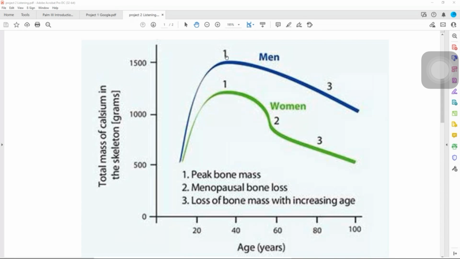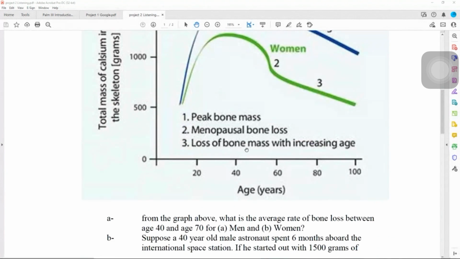So the same thing here. When you look at the average rate of degradation of bone mass, make sure that if you use a negative number, you say that's the gain. If you use the magnitude, then you say it's a loss, because a negative number means it's a loss. Any questions so far on the first question? So that's for men and women.